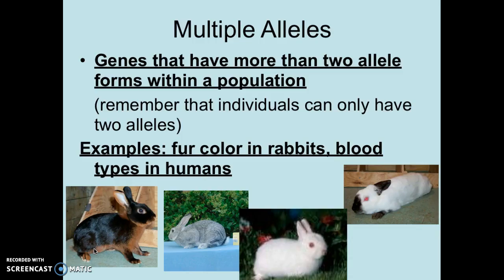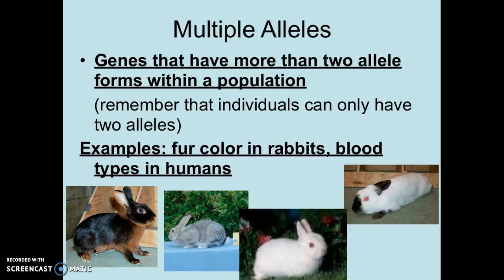Now we're going to move on to our third type of inheritance pattern, which is called multiple alleles. This is a little bit different, but very interesting indeed, because this is how we inherit our blood type. In this particular type of inheritance, there are more than 2 alleles within the population. In fact, there can be many. There could be 10 or 12. It just depends upon the trait.